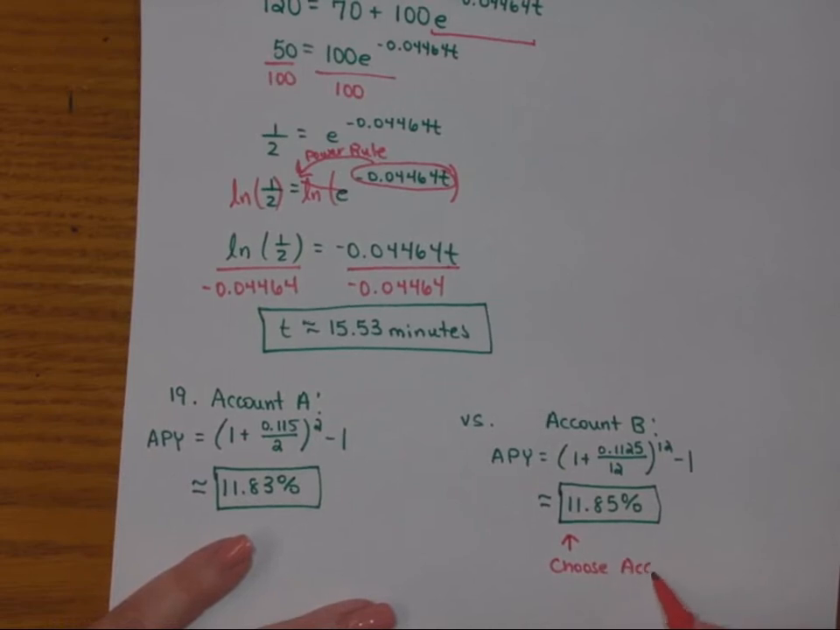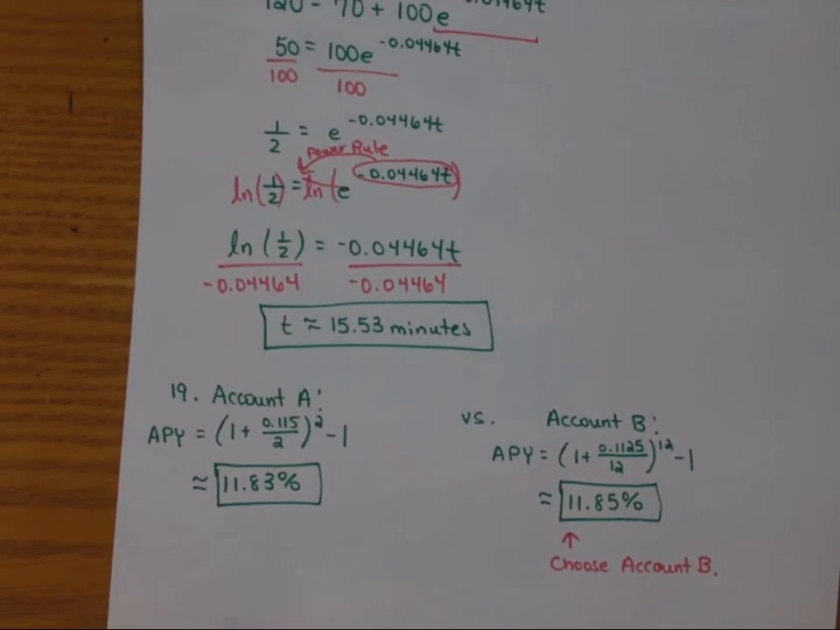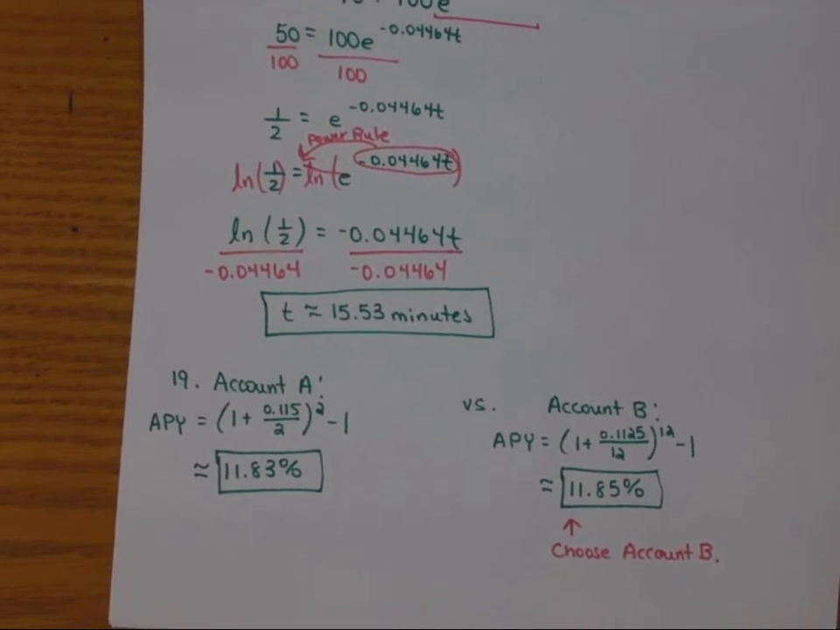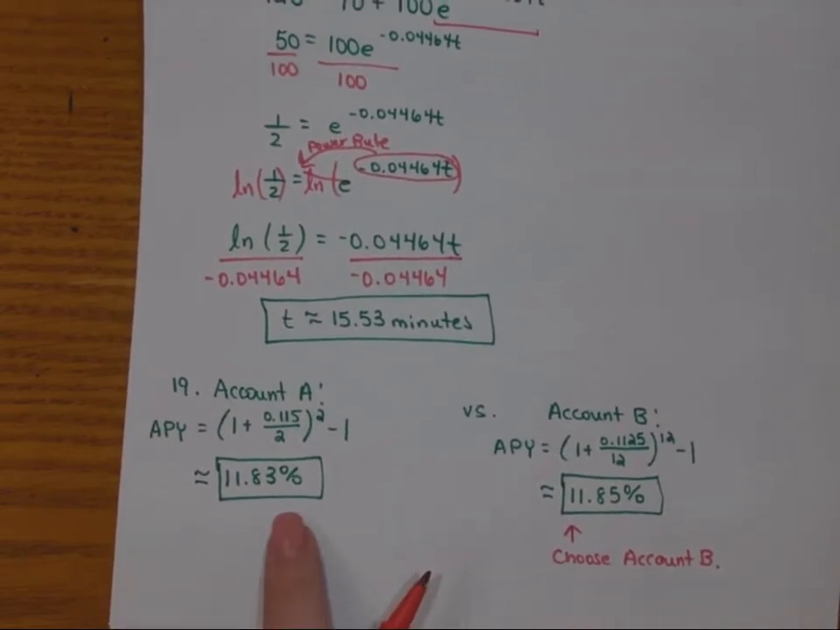So I'm going to say choose account B. Just remember that if it would have been a credit card or something, right, you would have wanted to choose the least amount of interest, right? But because it's a savings account where you'll be gaining the interest, you would want the most amount of interest you could have.